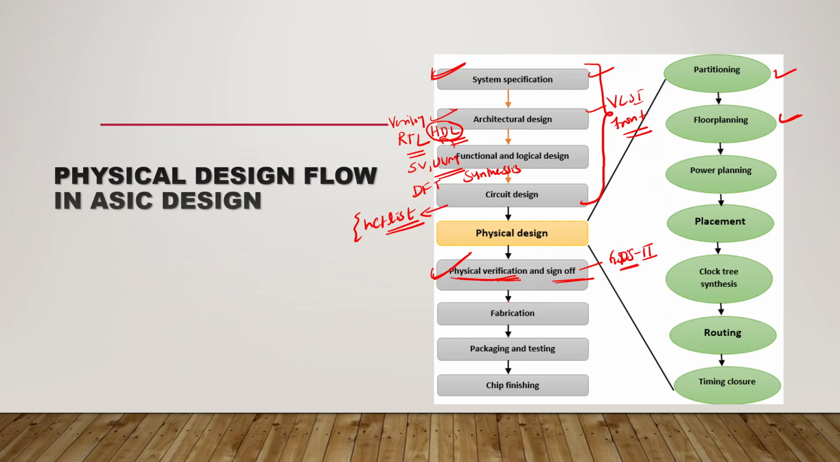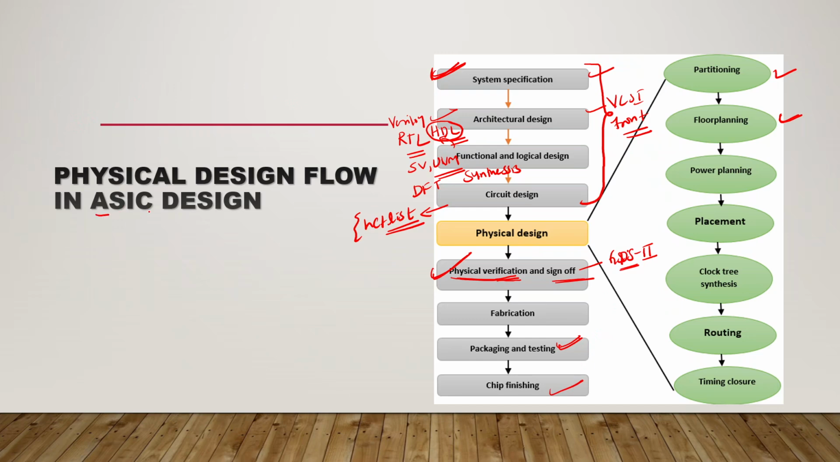In fabrication there are some steps. You need to do CMOS fabrication, and after fabrication you need to do packaging. After packaging, again you need to test whether your module or your IC is operating based on the system specification or not. And then the chip finishing. So this is the ASIC design, the physical design flow of ASIC design.